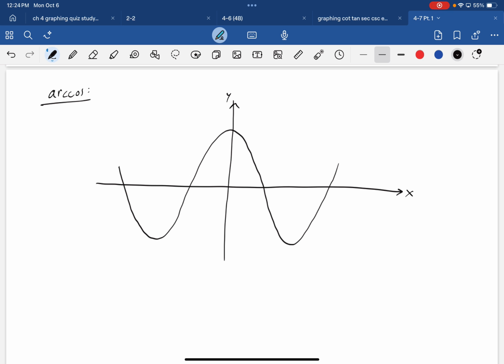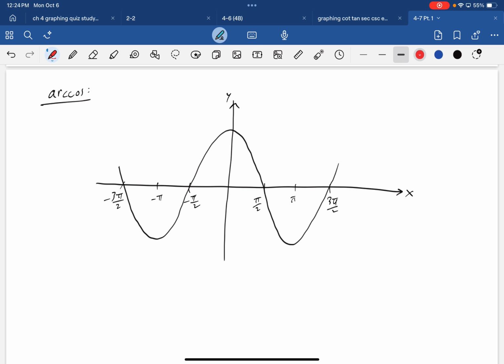We all remember that. And this is pi/2, right? That's pi. That's 3pi/2. Here is -pi/2, and here is -pi, and here is -3pi/2. Okay? All right. As you can see, this once again does not pass the horizontal line test.